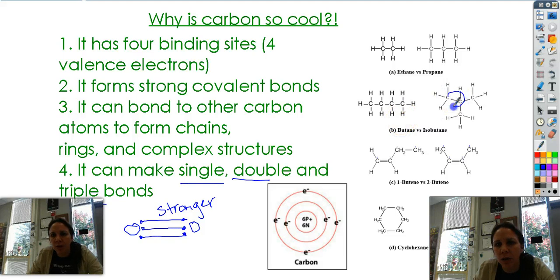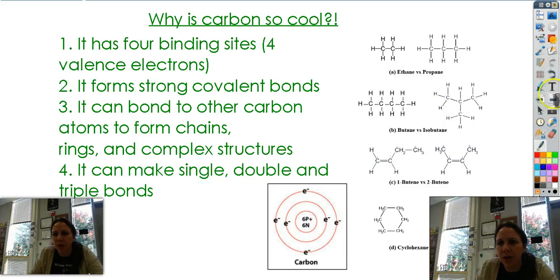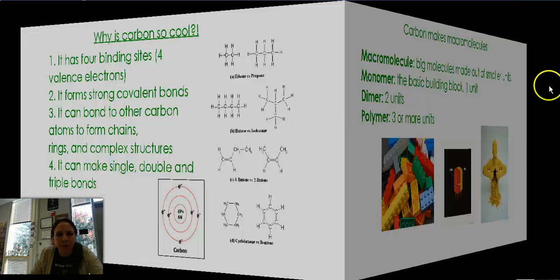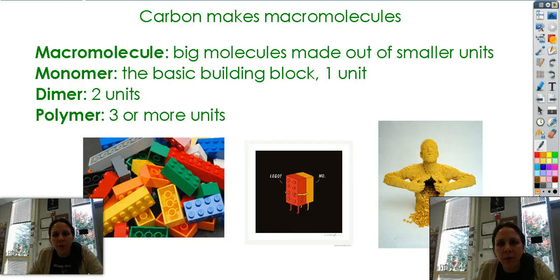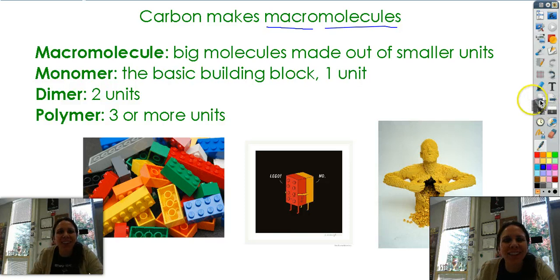So here's a single bond right here. This one right here, that's a double bond right there. Okay, so those are the reasons why carbon is so cool. Now moving on, carbon is the basis of what are called macromolecules. Macro means big, molecule means molecule. So a macromolecule is just a big molecule that's made out of lots of smaller molecules.